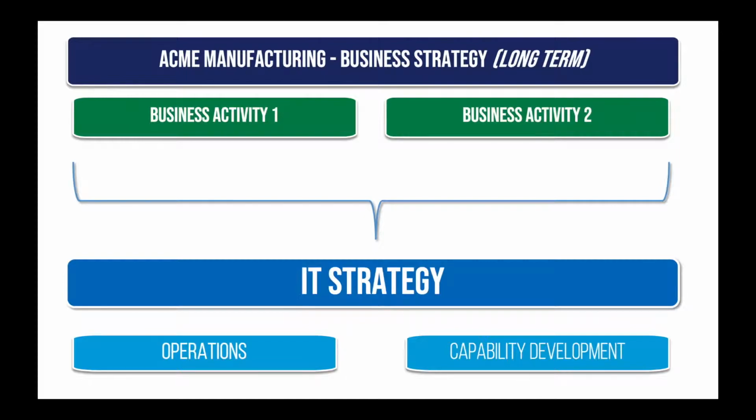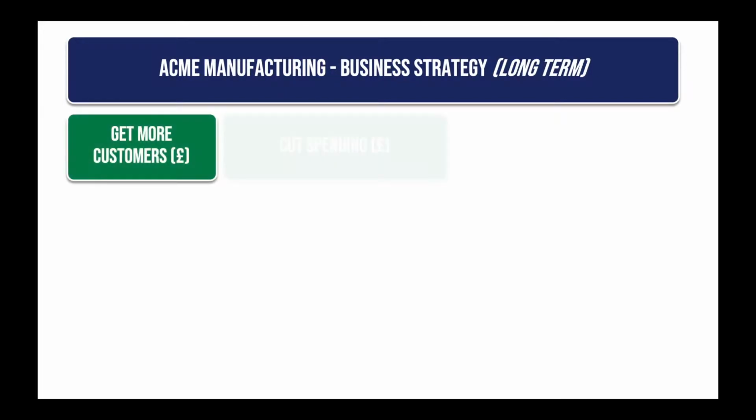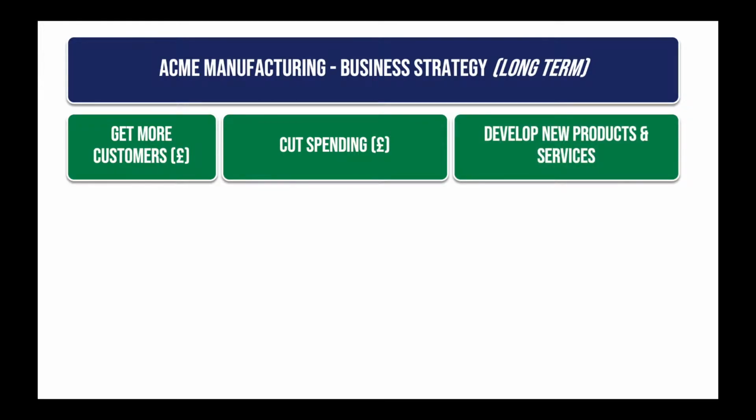Again, Acme Manufacturing Company set up a long-term strategy, as I mentioned before, and like any business, they also want to get more customers, cut operational costs, and develop new products and services. It's safe to say that any business out there is there to grow their market share and increase their overall profit margin, and hence in a similar fashion, Acme wants to get more customers, cut their spending, and develop new products and services, which then translates into certain business activities.